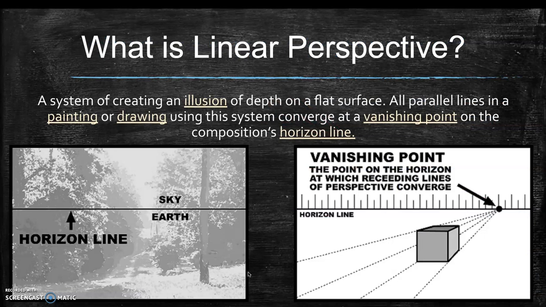It is a system of creating an illusion of depth on a flat surface. Okay, linear perspective is creating the illusion of depth. All parallel lines in a painting or drawing using this system converge at a vanishing point on the composition's horizon line. We are going to take each part of this definition and break it into pieces.